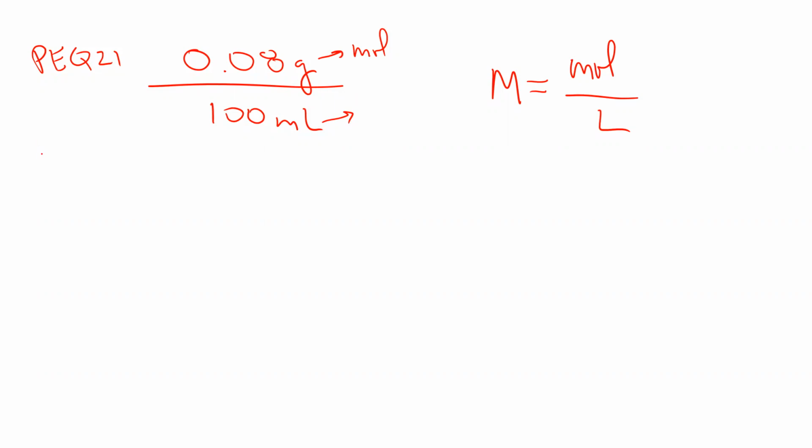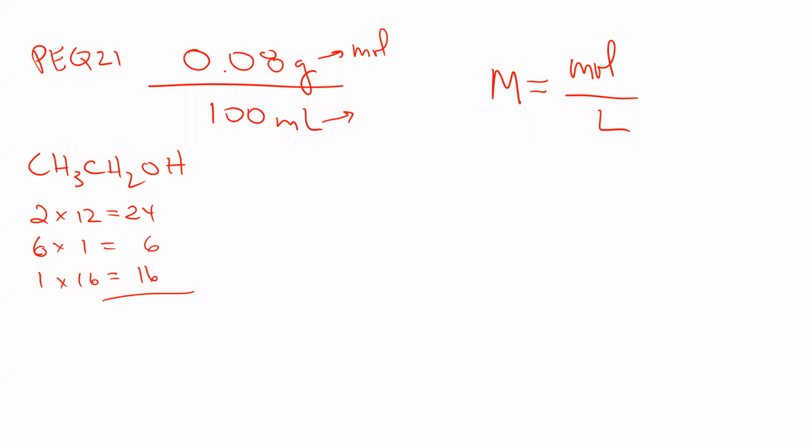Ethanol is CH3CH2OH, so let's find our molar mass of ethanol. I've got 2 carbons at 12 AMU each, so that's 24. I've got 6 hydrogens at approximately 1 AMU each, so 6, and then I've got 1 oxygen at 16. So we'll add that all together. I get 46 AMU, which means I need 46 grams per mole of ethanol.